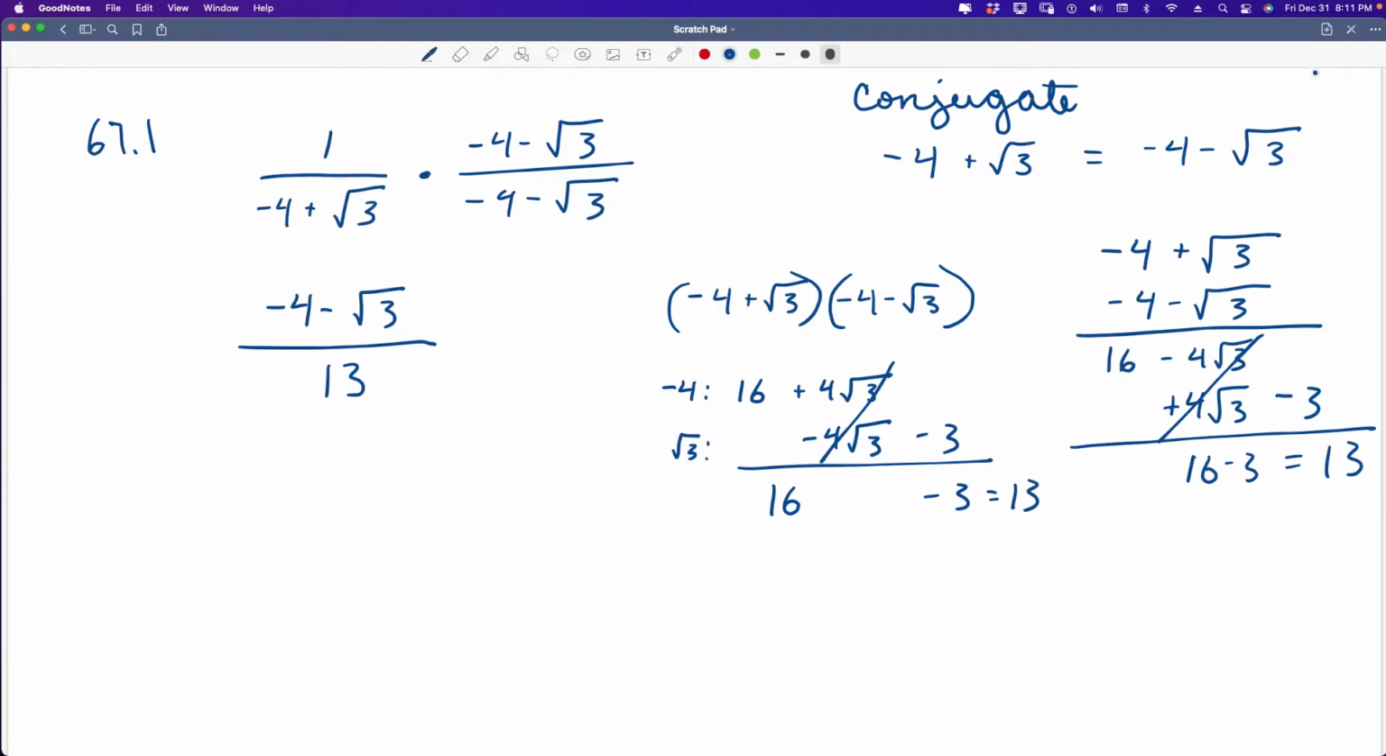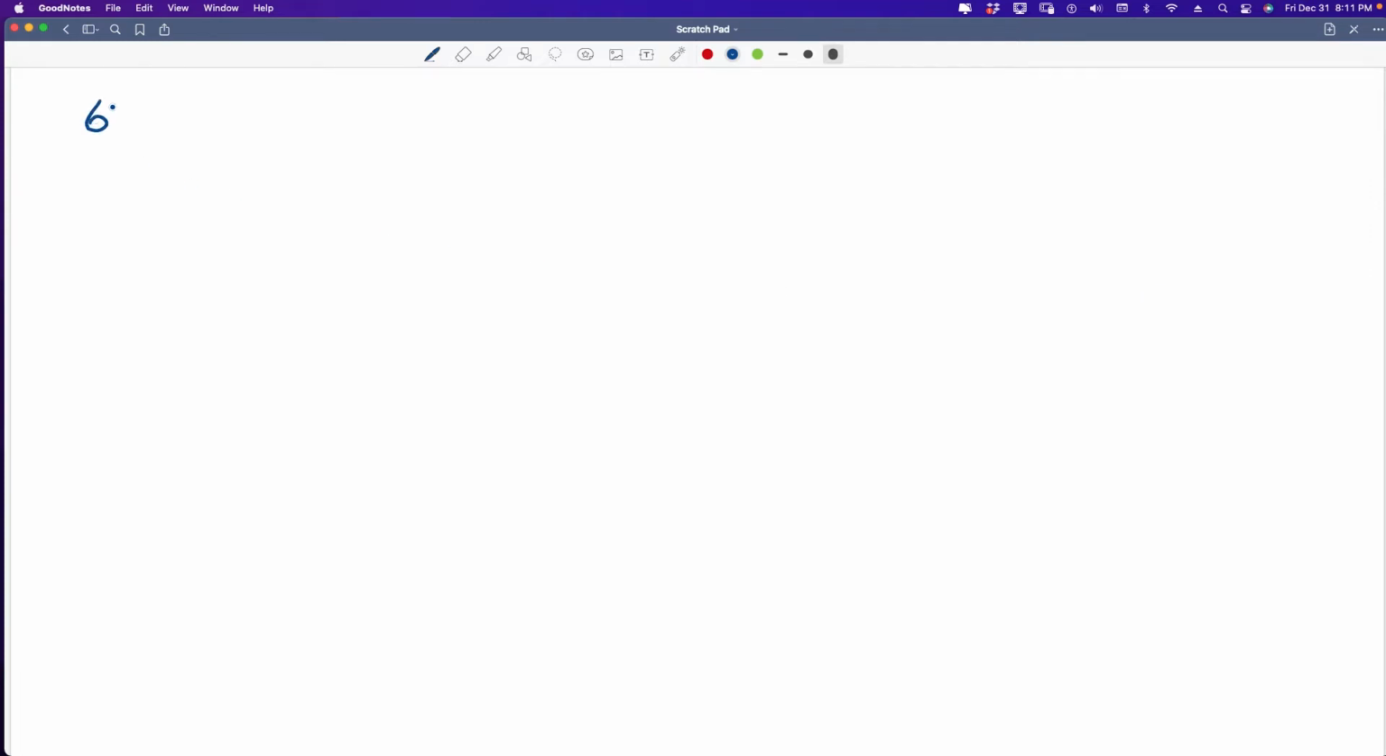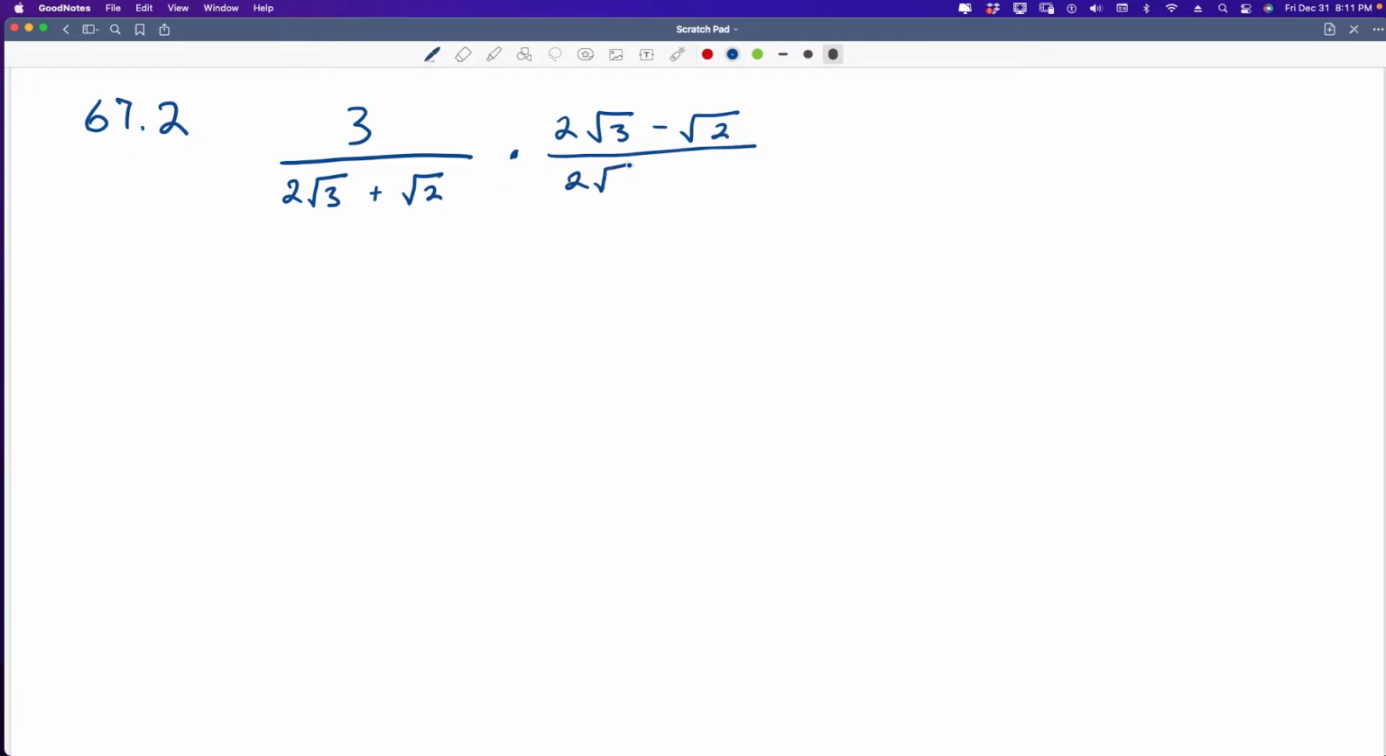All right, so let's try another one. Let's do 67.2 and practice some more. Let's clear the page. 67.2. This one is 2. No, it's not 2. Sorry, wrong number. This is a 3 all over 2 times the square root of 3 plus the square root of 2. So the conjugate to this is going to be 2 times the square root of 3 minus the square root of 2, because it's the opposite sign, and we just repeat that.